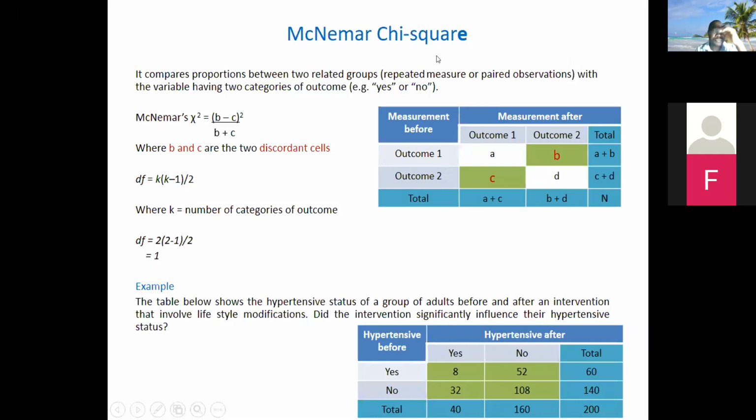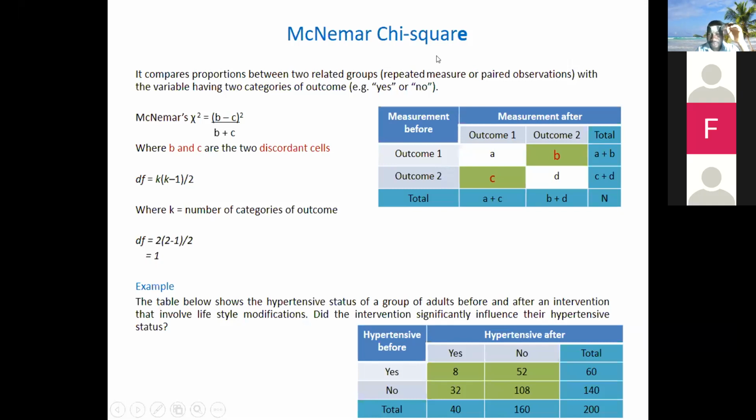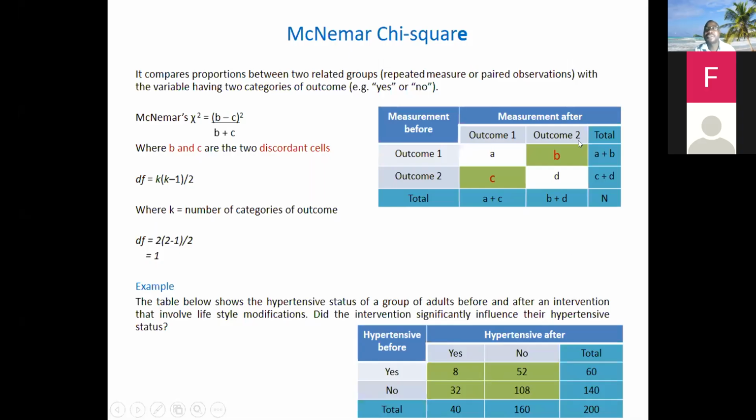Sorry, I'm having difficulty seeing your screen, sir. Did you not see the screen, or you have difficulty seeing it? It's not showing or what? Let me share again. Can you see now? Yes, sir. We can see it now. Okay, that's great.